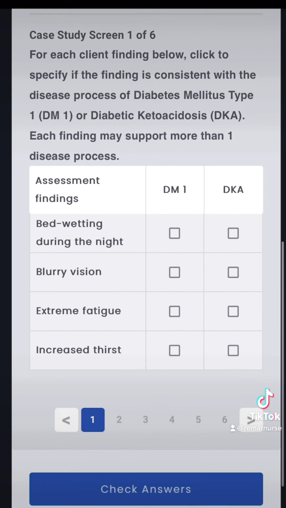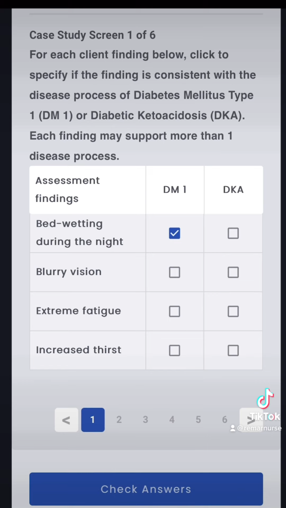So here's our first question. For each client finding below, click to specify if the finding is consistent with the disease process diabetes mellitus type 1 or diabetic ketoacidosis. Each finding may support more than one disease process. And so this is a matrix multiple. So we have bedwetting during the night. Is that diabetes mellitus or diabetic ketoacidosis? Let's go with diabetes mellitus.